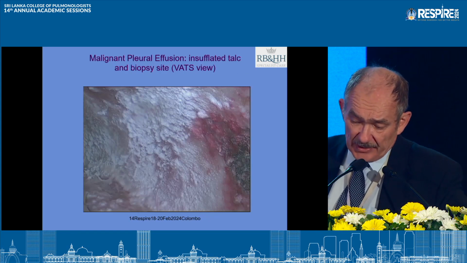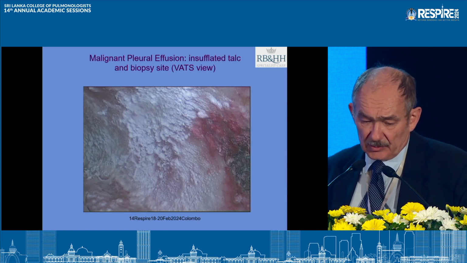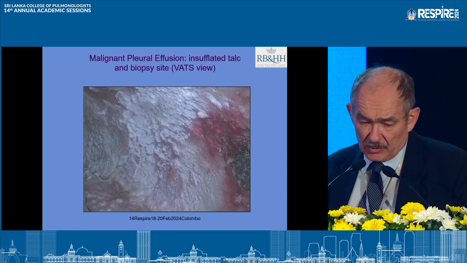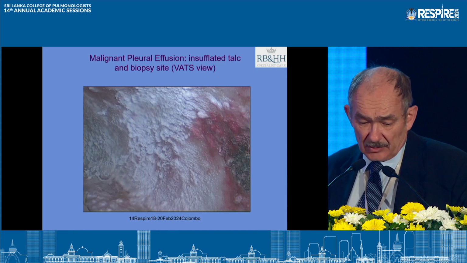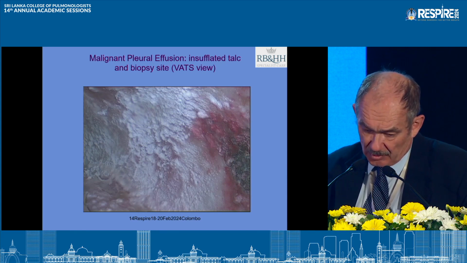Usually this intervention we finish by insufflating talc powder to provide pleurodesis. It looks like this in real life, insufflated talc on the pleural surface and a biopsy site in the area around 3 o'clock.